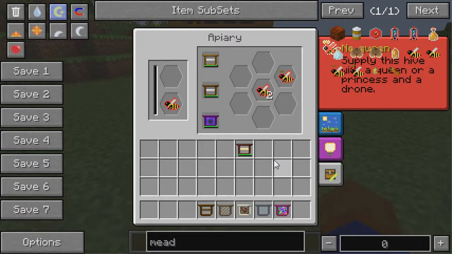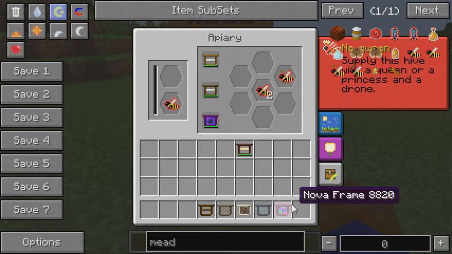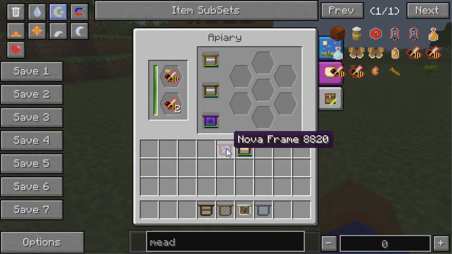The Nova frame, it's only gotten in creative mode, so if you are an op on a server, or you are just playing around in creative mode, you can spawn this guy in, and he's basically going to do the same thing as the Oblivion frame, but it's also going to add a 100% mutation chance. So if you want to breed your bees really fast and make sure you get the mutation right away, you can spawn in yourself a Nova frame. However, that is cheating, so I don't advise that.